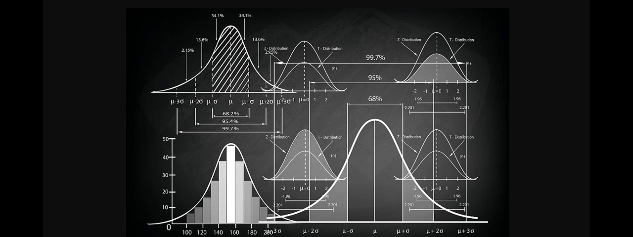2. Support vector machines, SVMs. SVMs try to find a boundary that best separates the different classes. In cost-sensitive SVMs, the algorithm is adjusted to penalize mistakes on certain classes more heavily. This effectively pushes the boundary to better protect the class with the higher misclassification cost.